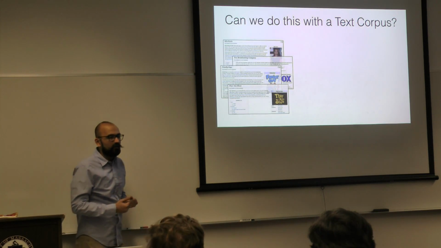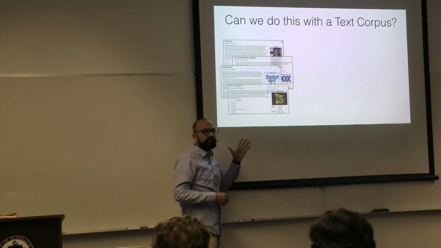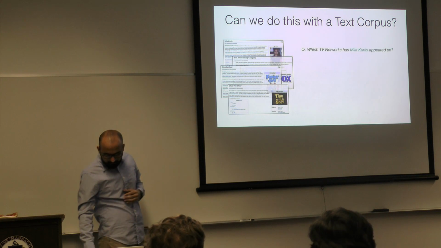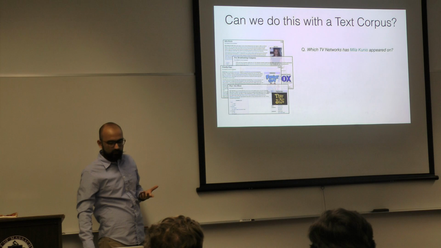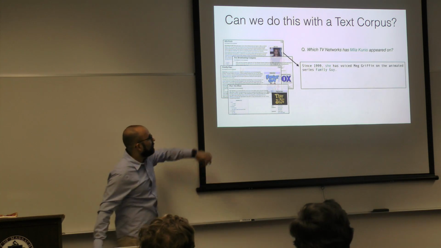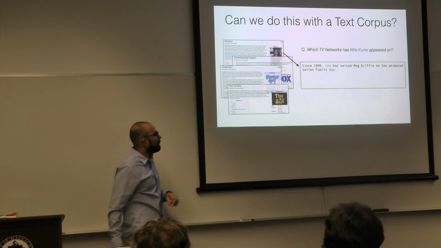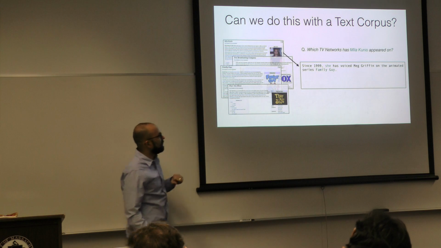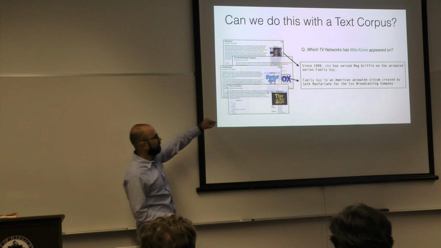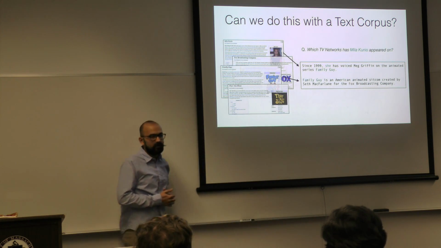And the goal of this project was to do this sort of multi-hop reasoning, but over a text corpus and not a knowledge base. So how would that look? Given the same question, which TV networks has MLFL appeared on, if you look at the Wikipedia pages of the relevant entities involved, we find that in one page there is a sentence like, she voiced Meg Griffin in the series Family Guy, and in a completely different page we find a sentence which says that Family Guy was actually broadcast on Fox.